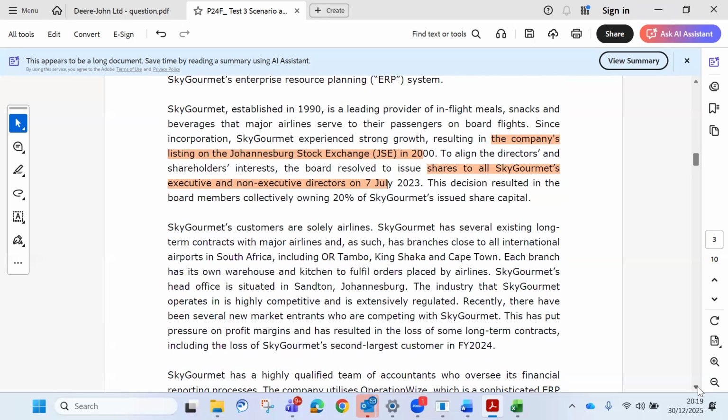The industry that Sky Gourmet operates in is highly competitive and is extensively regulated. Where something is extensively regulated, there's a risk of non-compliance. This industry is extremely regulated, so there's a risk of non-compliance with the rules and regulations of this industry. What would you then say, non-compliance with industry rules and regulations? Yes. You were saying?